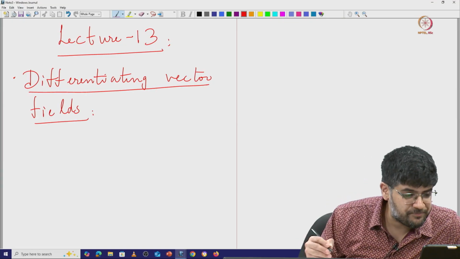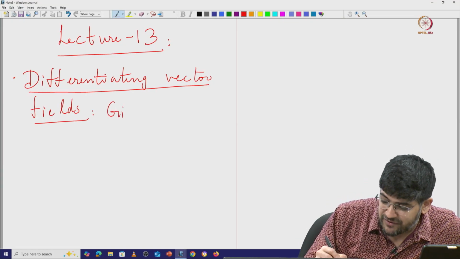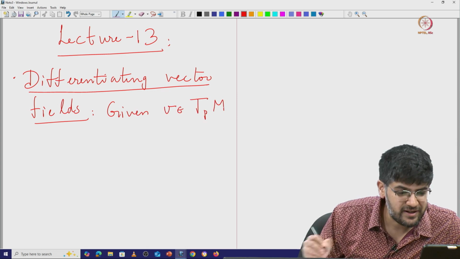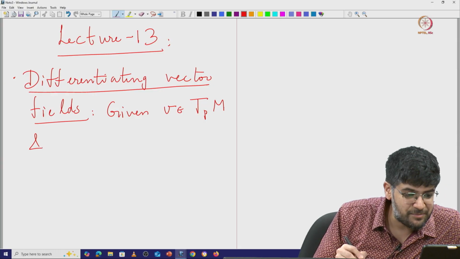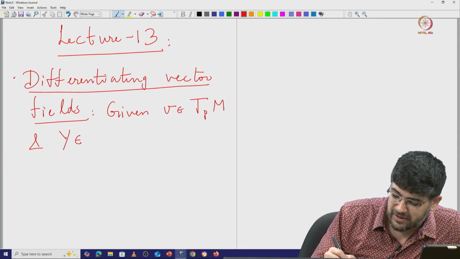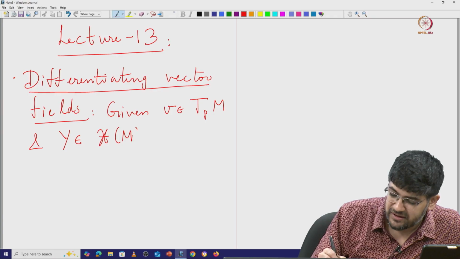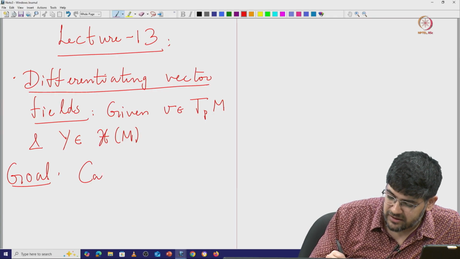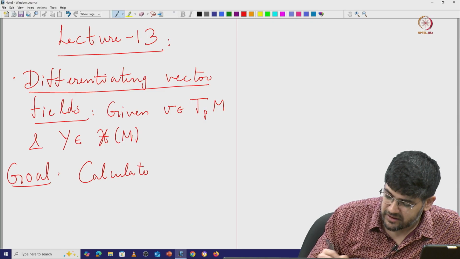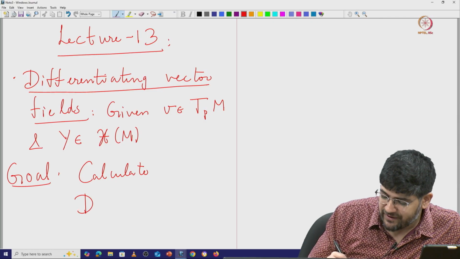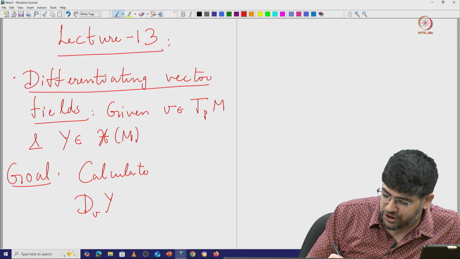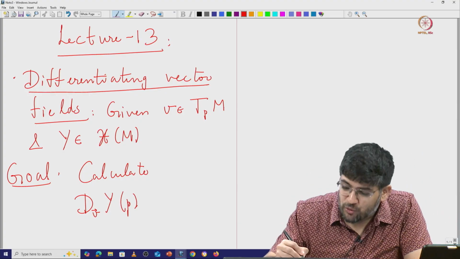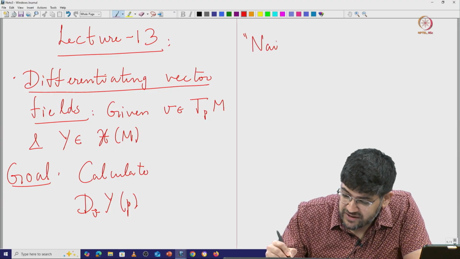Okay, so let's say I'm given a tangent vector v at a point p, and let's say I'm given a vector field Y. Our goal is to calculate the derivative of Y in the direction of v at this point p. Okay. So what would be the naive definition?